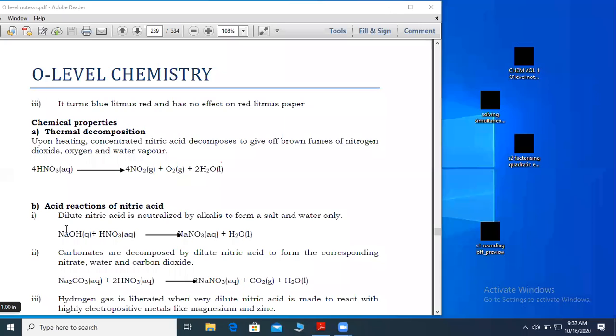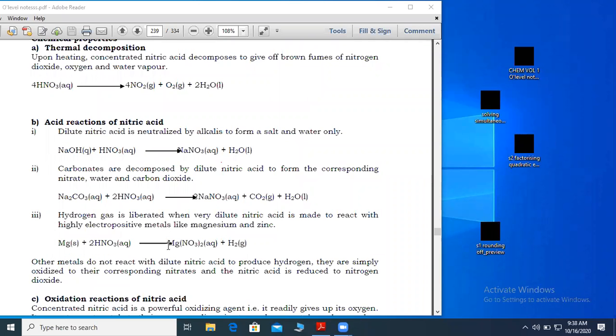Acid reactions. This one you know, it reacts with sodium hydroxide to form sodium nitrate plus water. Then it reacts with carbonates to form carbon dioxide gas, water, and a salt. It reacts with magnesium to form hydrogen gas. Remember, when we are preparing hydrogen gas, we use sulfuric acid or hydrochloric acid. If we use nitric acid, then it should be reacted with magnesium.